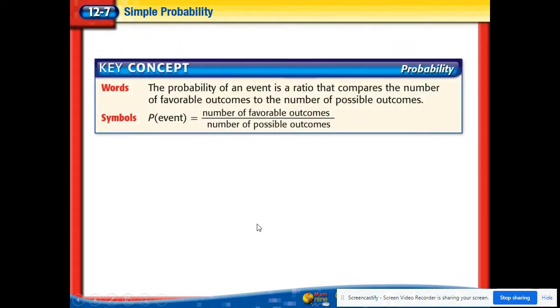All right. So simple probability. Probability of an event is the number of favorable outcomes, the number of positive outcomes, divided by the number of possible. So how many of them are favorable, how many of them are desired, or those positive outcomes, and then the total possible number of outcomes, or how many things can occur.